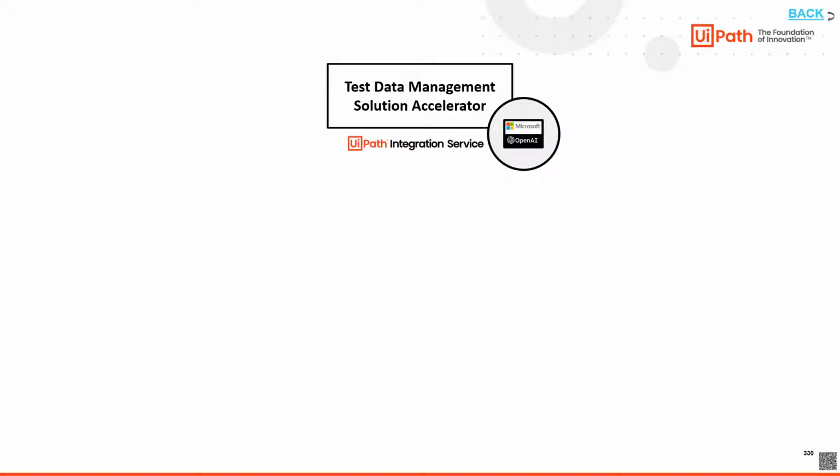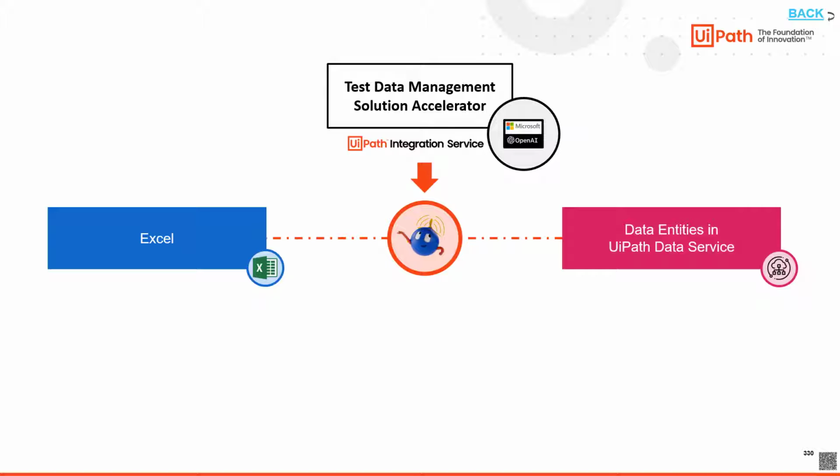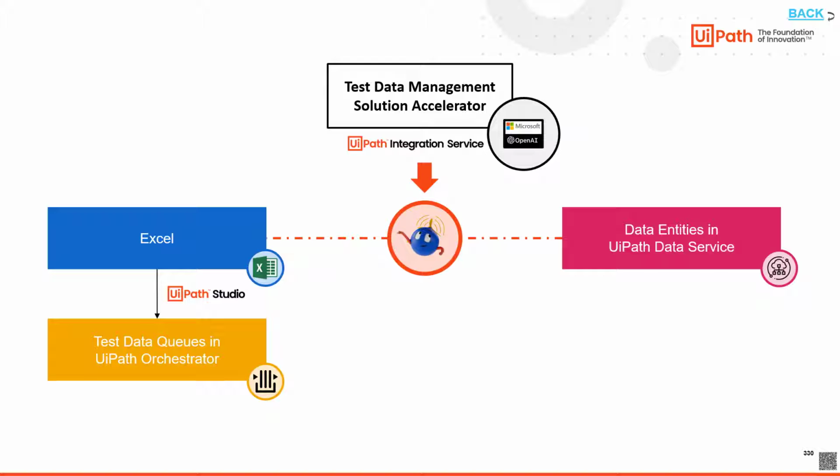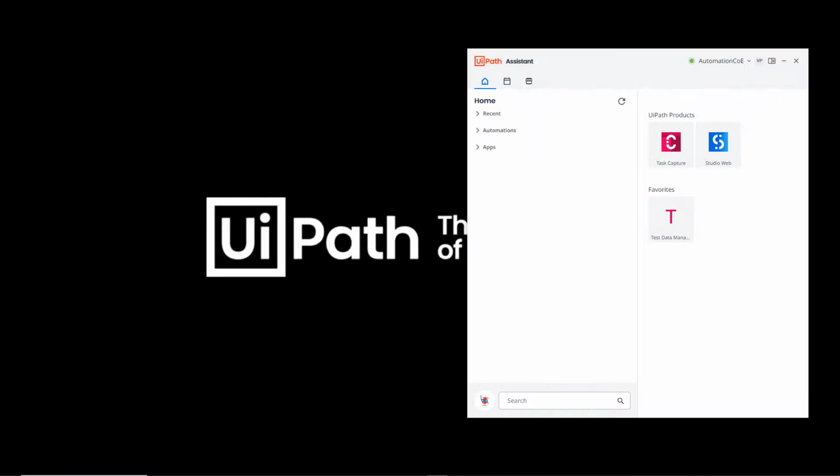Once set up, you can deploy this automation as an attended robot, and the automation will help you generate realistic test data and output it either as an Excel or a Data Service schema. From an Excel file, using UiPath Studio, you can quickly create test data queues inside UiPath Orchestrator. Let's see this in action. The accelerator has been deployed as an attended robot to my UiPath Assistant.